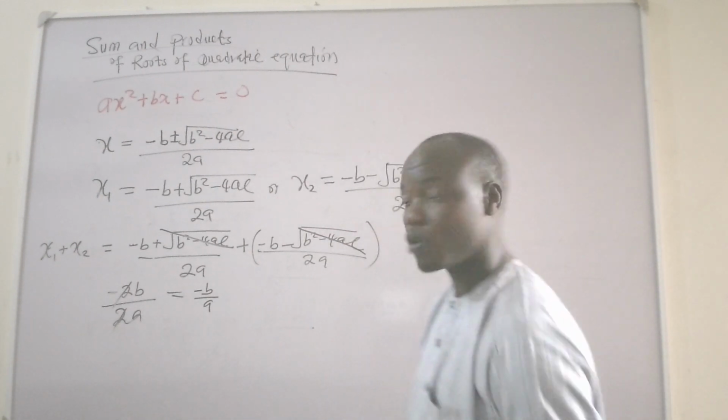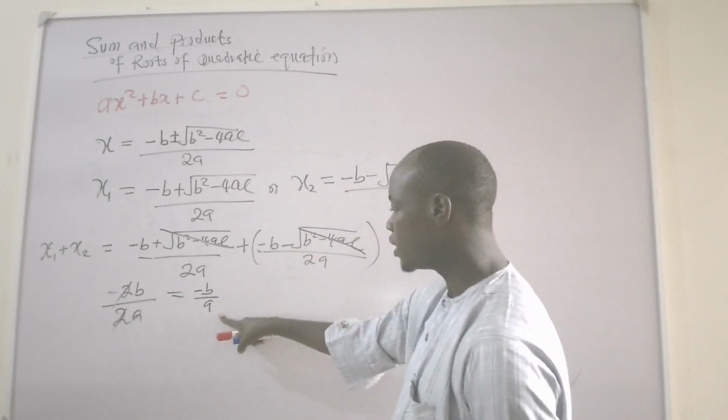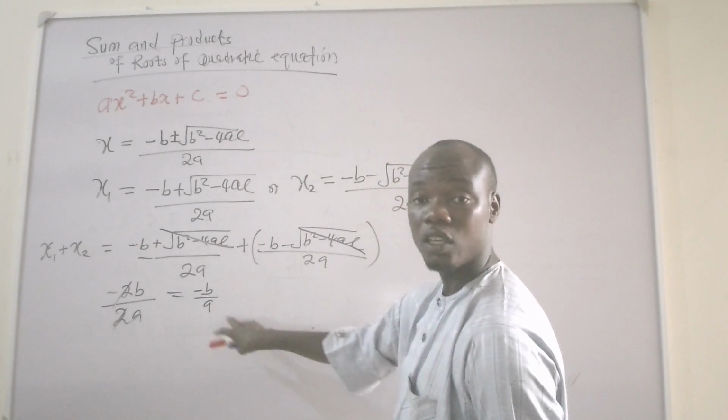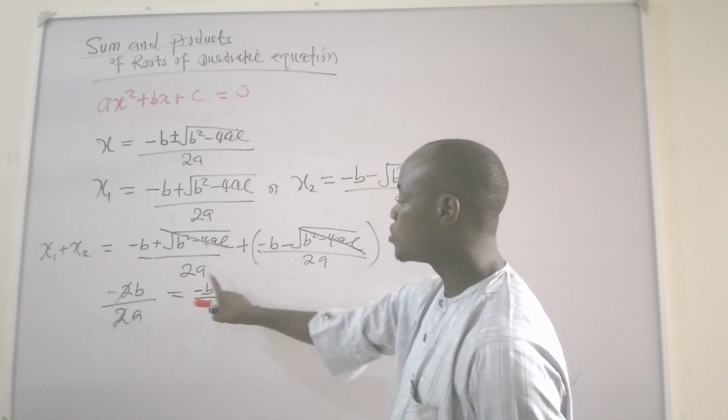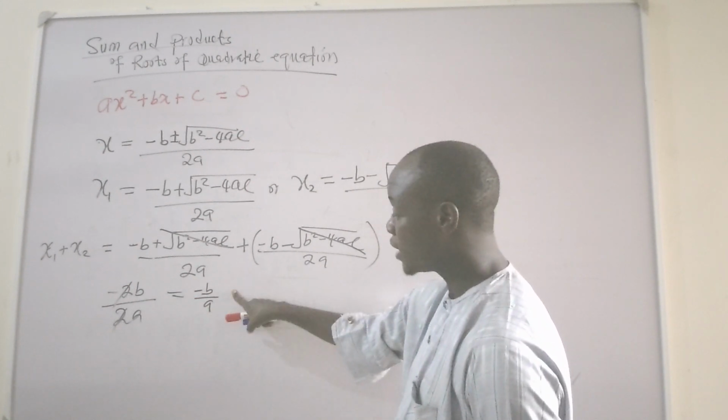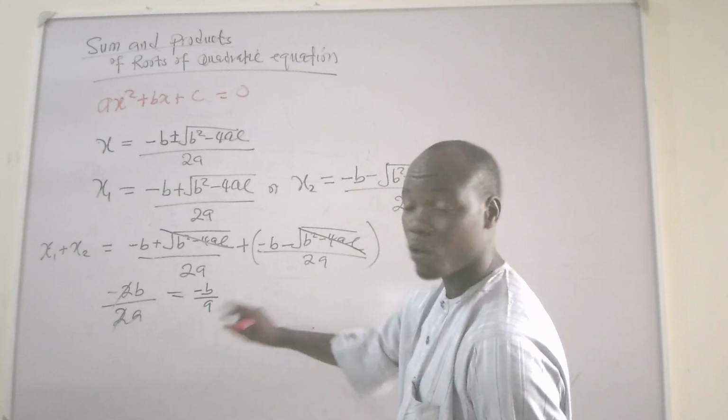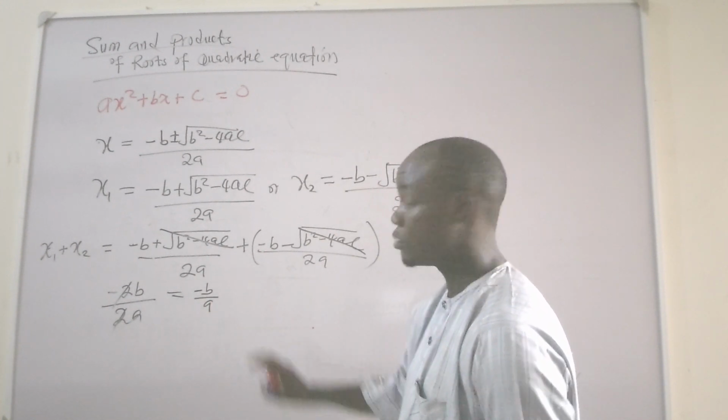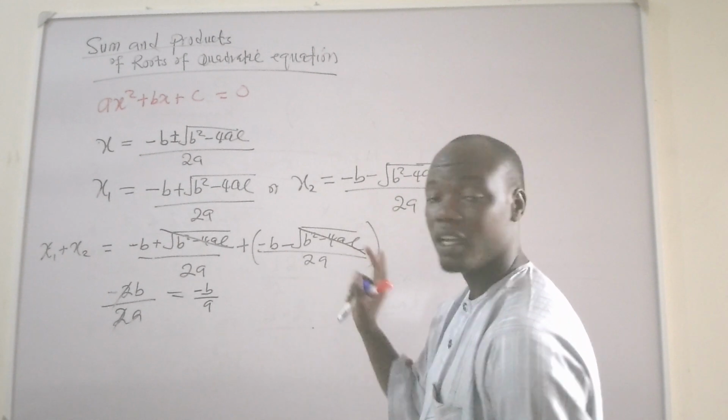So it means that the sum of the roots of quadratic equation is minus b all over a. It's minus b all over a.